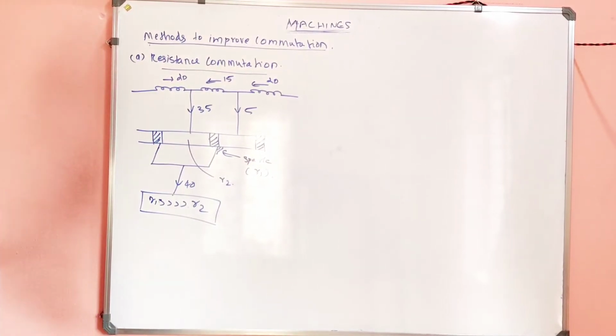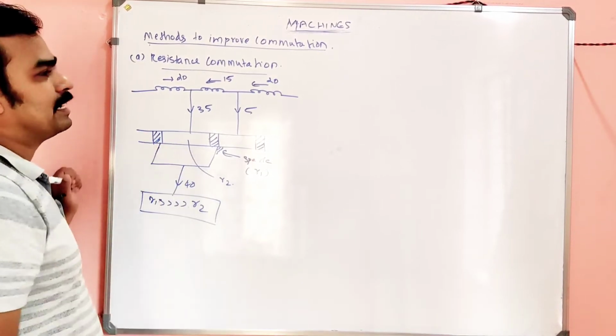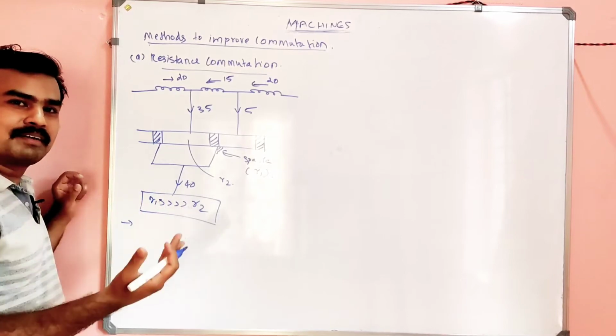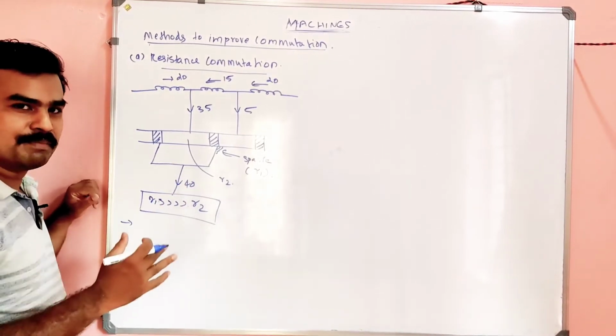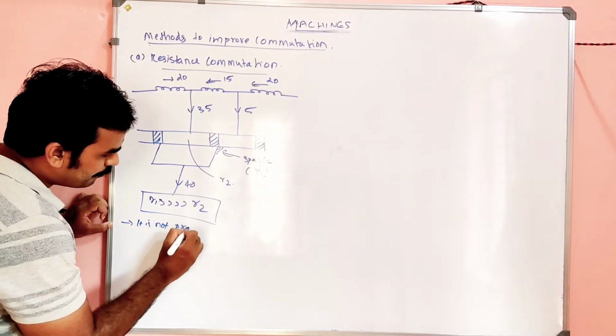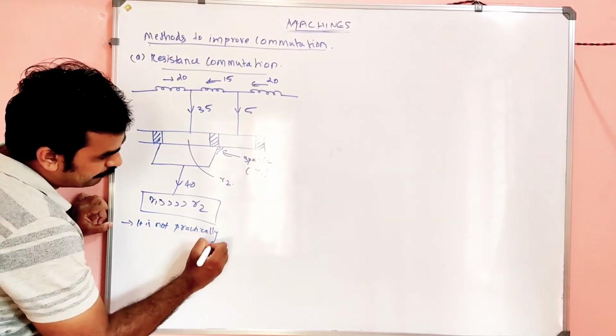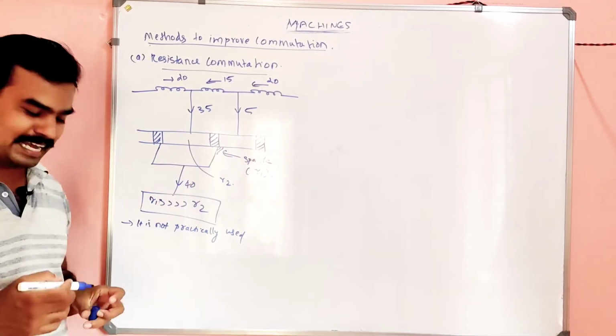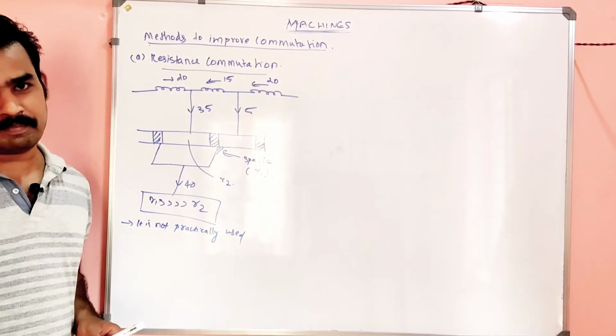Resistance commutation is not actually practically used, because superior methods are there. We will discuss them one by one. It is not practically used because making this a perfect insulator-like condition is now very difficult.